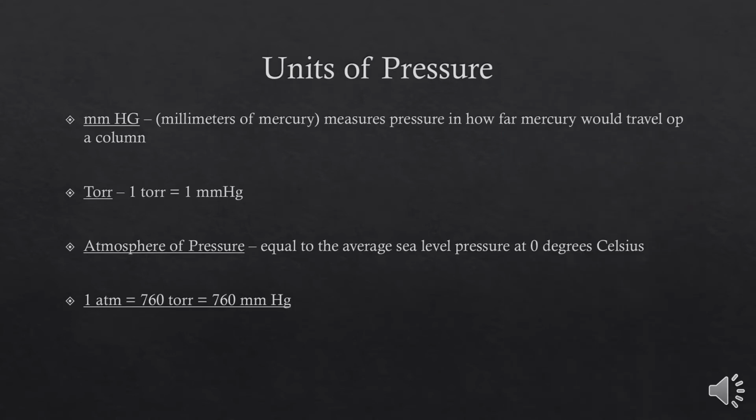Units of pressure. We can use millimeters of mercury, which is how far mercury would travel up a column. So if you have lower pressure, it's going to go higher. Torr is 1 millimeter of mercury. It's named after Torricelli. Some people use it, some people use millimeters of mercury. They're basically the same thing. Atmospheric pressure. This is equal to average sea level pressure at 0 degrees Celsius. 1 atmosphere is equal to 760 torr, or 760 millimeters of mercury.